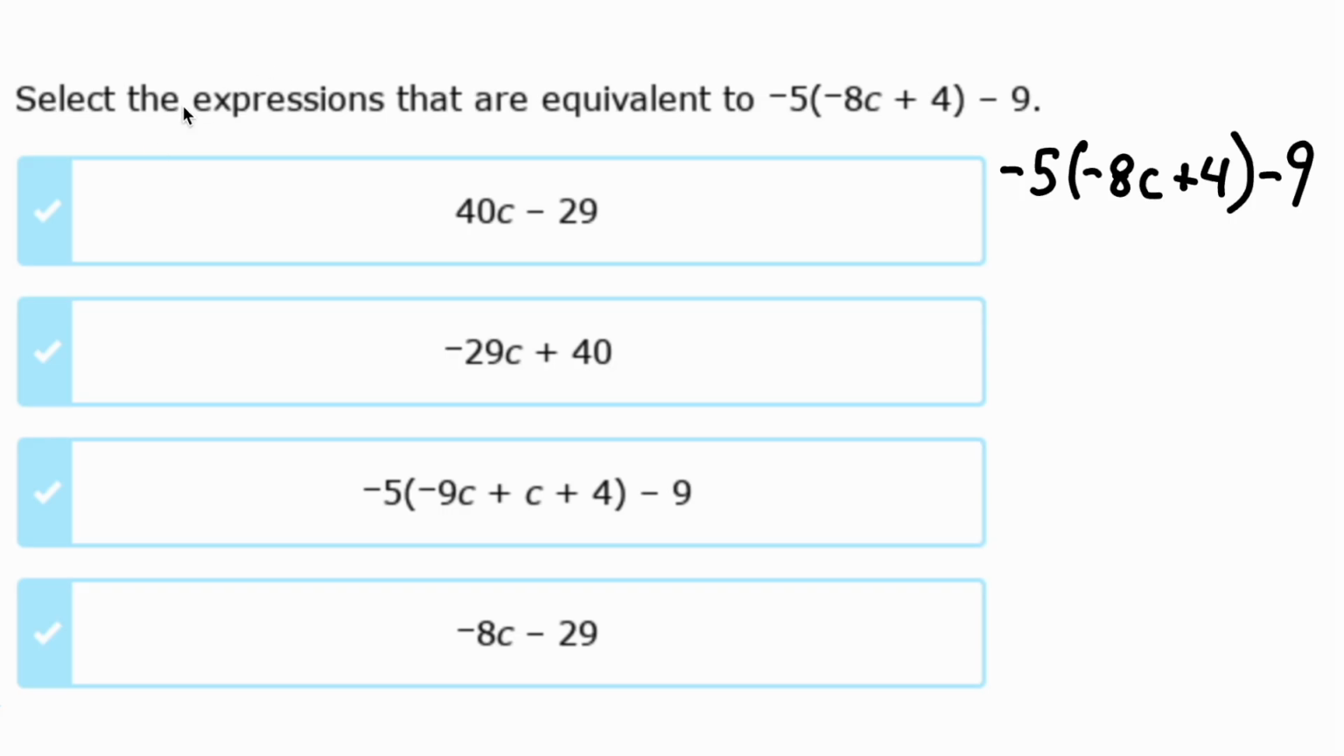In this next question, notice that instead of saying which expression, it says select the expressions, which implies that there may be more than one answer. So it'll be important to check through each possible answer.